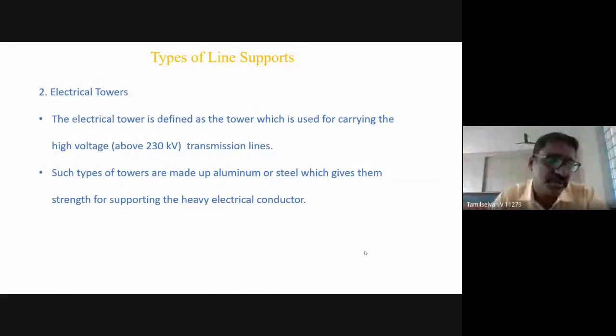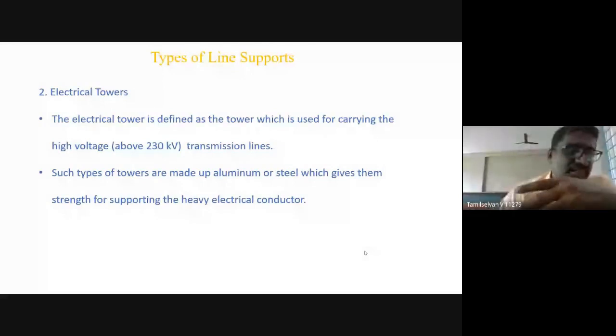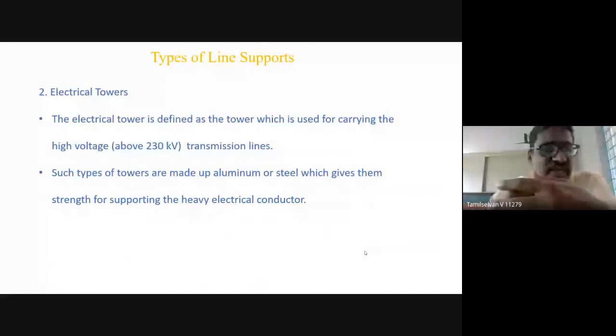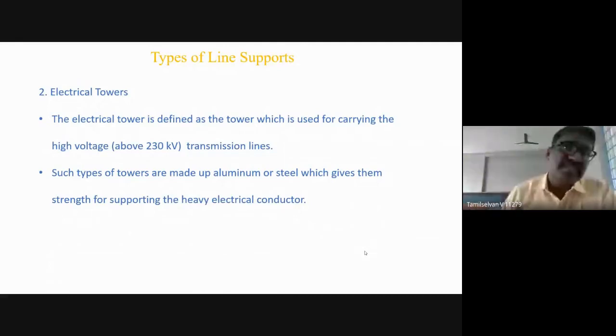Okay, so based on the application we can also classify them as river crossing towers, railway towers, or transmission towers. But also, how many conductors and how many circuits we are using.